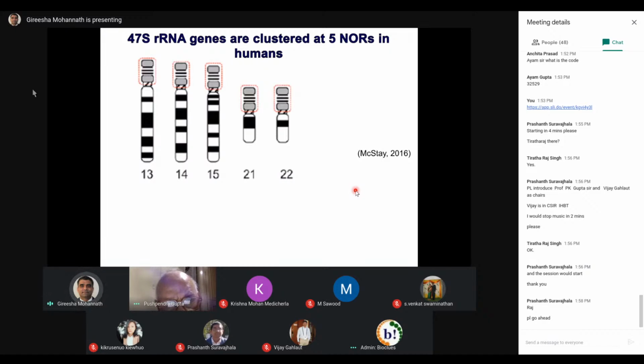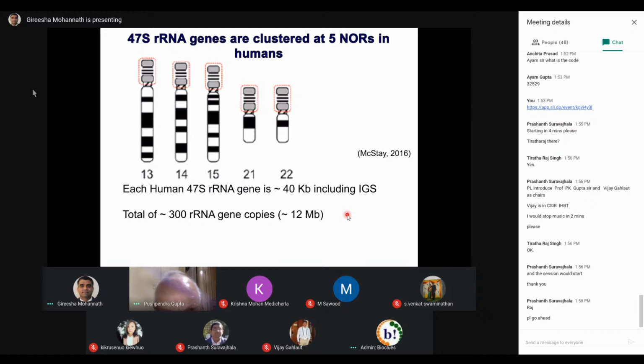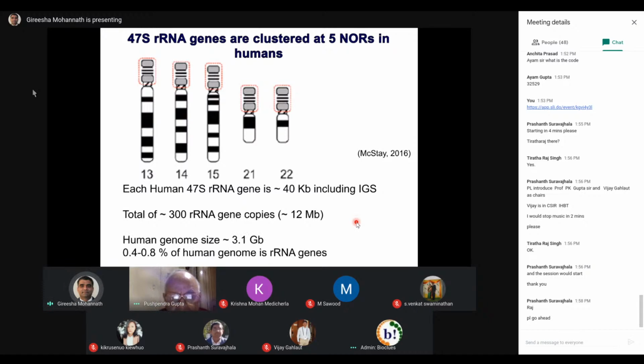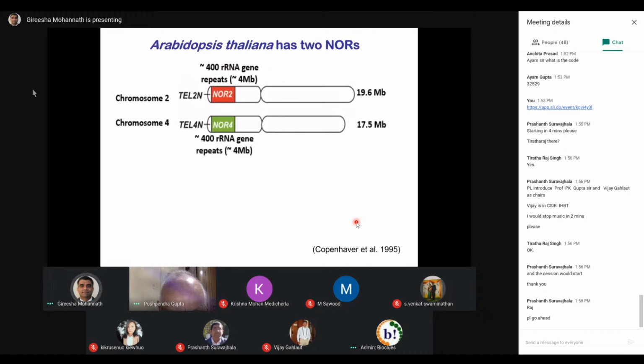So if you look at humans, there are 5 NORs on 5 different chromosomes. Each gene is about 40 kb in length, including intergenic spacers. This paper says there are around 300 copies, some others say 450 to 600. So the number seems to vary from individual to individual, or we still don't know how accurate the estimate is, but somewhere between 300 to 600 copies. The human genome size is about 3 gigabases, and close to 0.8% of that genome is ribosomal RNA genes.